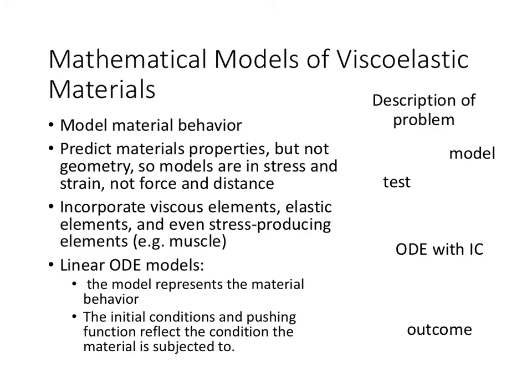This week we'll use mathematical models of viscoelastic materials in order to describe their behavior. We'll first learn how to model material behavior, and the goal of this is to predict the material properties, but because we're not predicting the geometry per se, our models are in stress and strain, not force and distance. That is, we're understanding material behavior, not the behavior of an object.